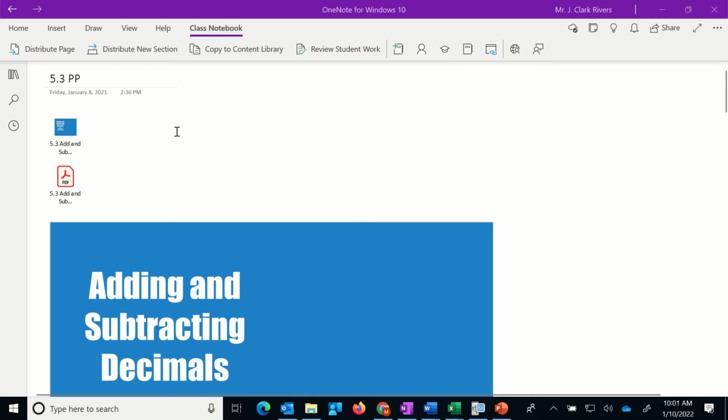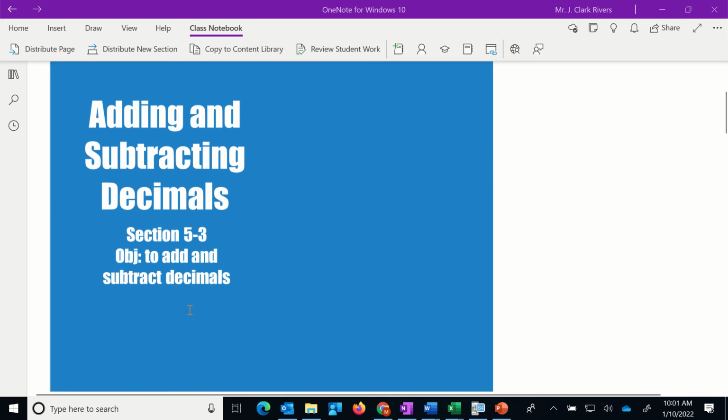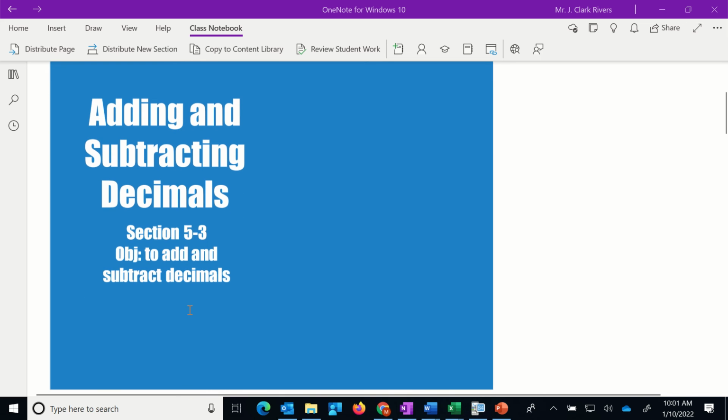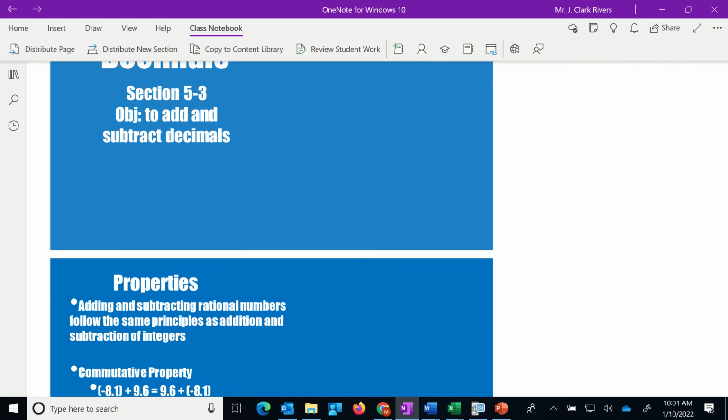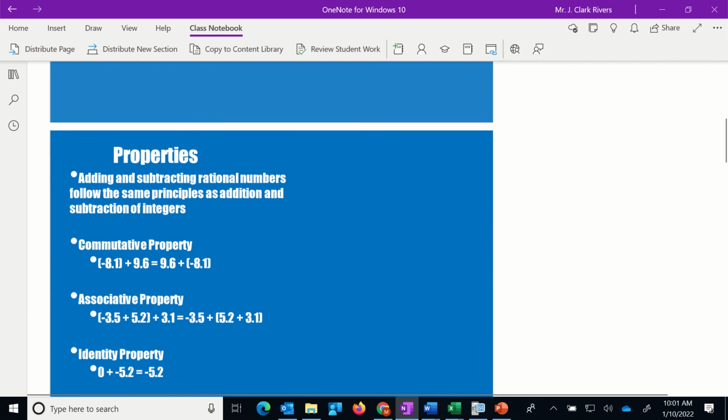In your class notes, we have this document, 5.3 pp. We're going to talk about adding and subtracting with decimals today. If you can add or subtract, then you can add or subtract with decimals. So remember the estimating we've been doing? We're going to do that, and then we're actually going to find the exact answer.